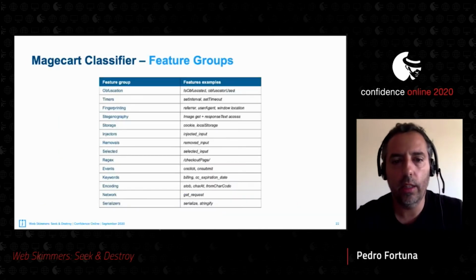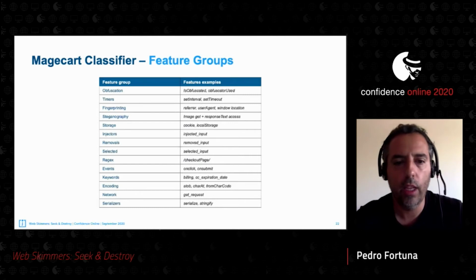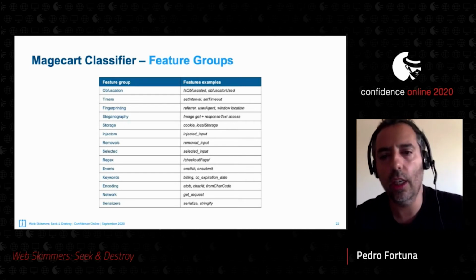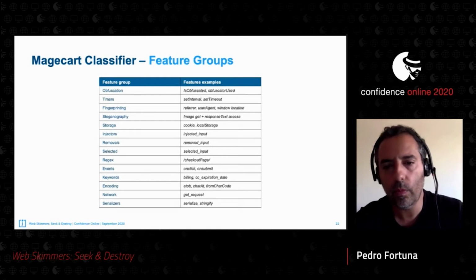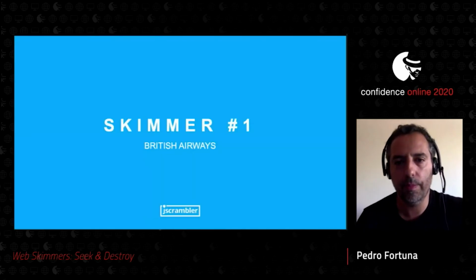These are some examples of the different features that we are collecting, organized in groups. So we're looking for very diverse types of things: obfuscation, of course, fingerprinting, if they're hooking into events or forms, if they are using the network. So a lot of different things, even keywords. We're looking for certain keywords usually used in payment forms, like billing or credit card, etc. And we have been growing this list.